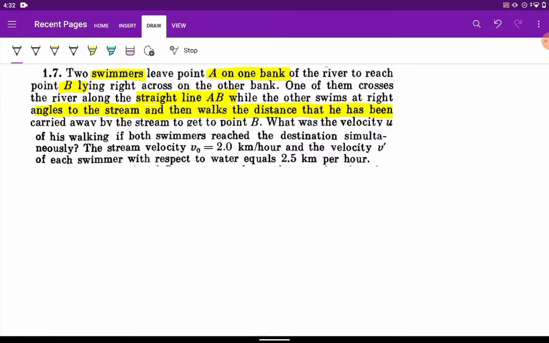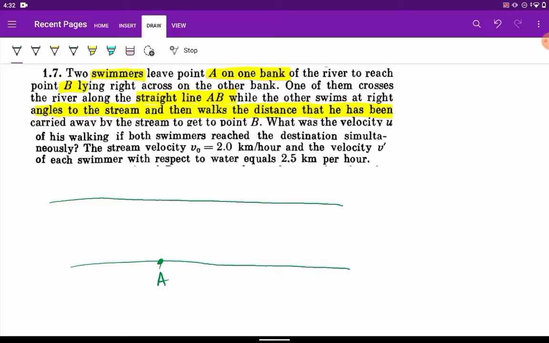So basically you have these two sides of the river. This is point A, this is point B. So the first swimmer directly crosses through AB. Obviously, due to the velocity, let's say the river flows in this direction. So intuitively the swimmer has to start swimming in this direction, so that because of the river velocity the resultant velocity vector is along the direction of AB. This is for the case of the first swimmer, right?